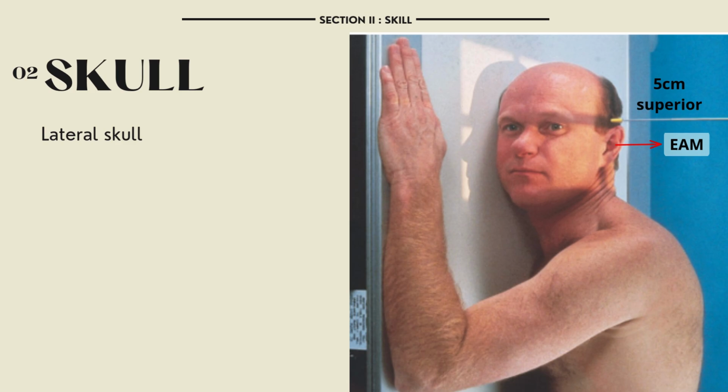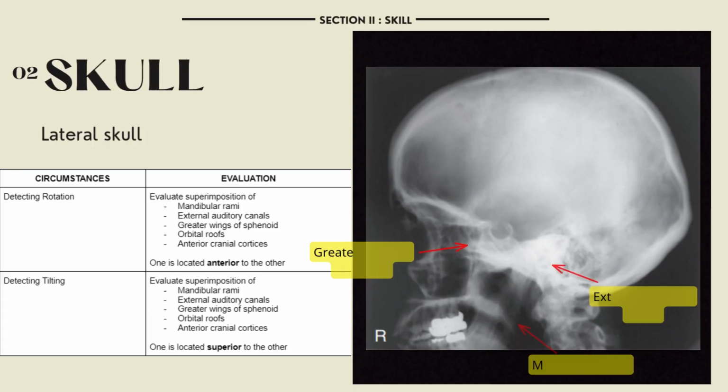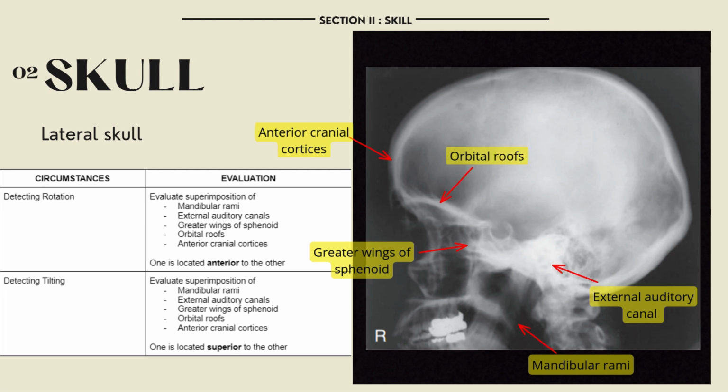Radiographers should evaluate the superimposition of mandibular rami, external auditory canals, greater wings of sphenoid, orbital roof, and anterior cranial cortices. If one is located anterior to the other, then the skull is rotated, while if it is located superior to the other, then the skull is tilted.